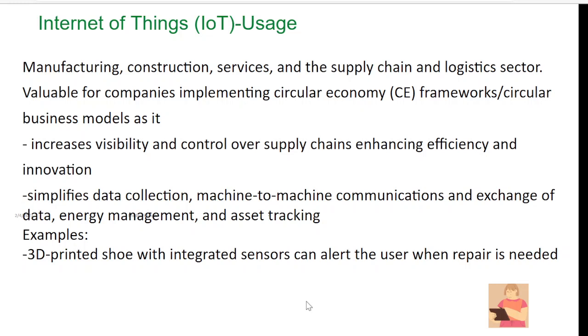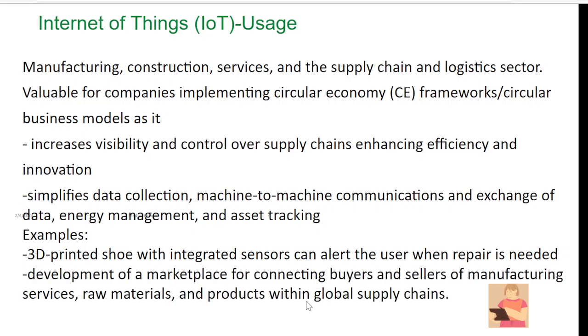Yeah, so the other example is the development of a marketplace for connecting buyers and sellers of manufacturing services, raw materials, and products within global supply chains. Now again, the Internet of Things will save time and reduce all the transaction costs incurred in finding, first of all, search costs, in finding the appropriate supplier for the raw material, and then negotiating the terms, bargaining, everything. The whole process of searching for a suitable supplier, and then the transaction cost, transport cost is also involved, right?